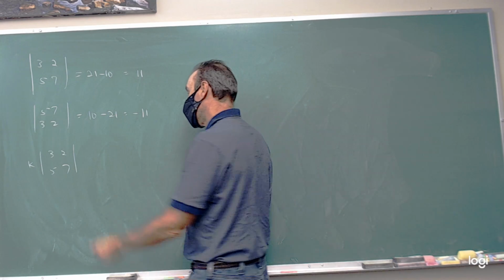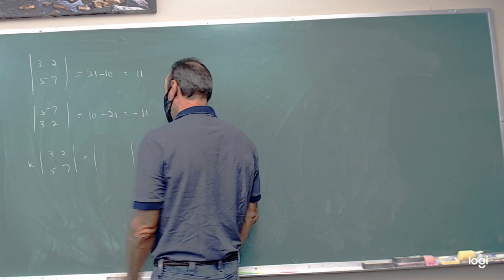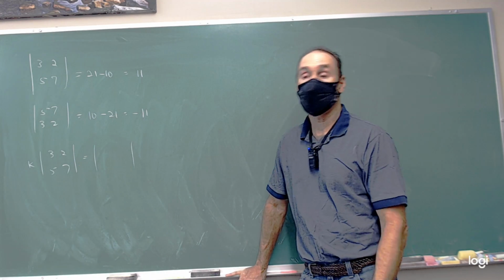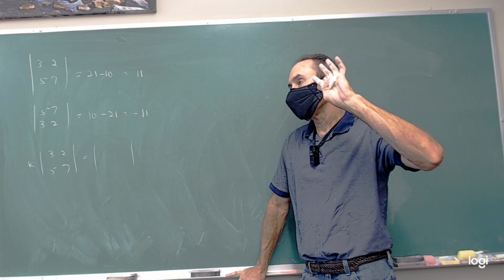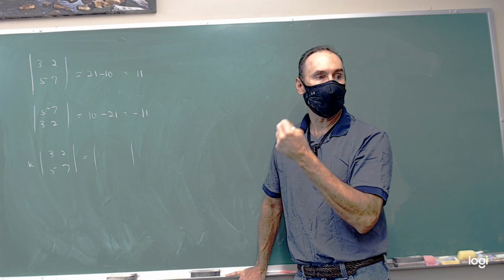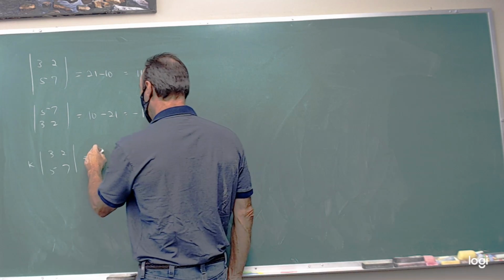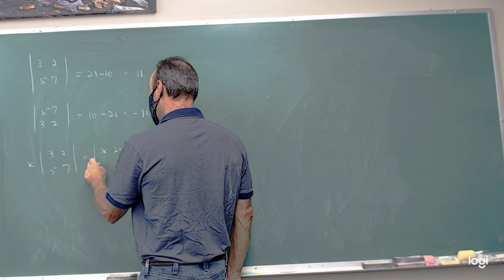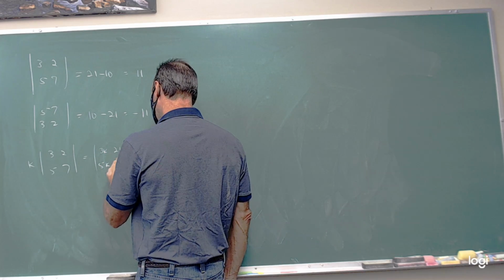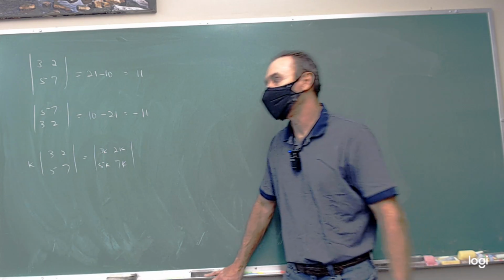So what we do is we bring that into our determinant. We multiply a determinant by k or a matrix by k. It multiplies every entry in there by that. So that's going to become 3k, 2k, 5k, and 7k. Sounds like a cross-country marathon.